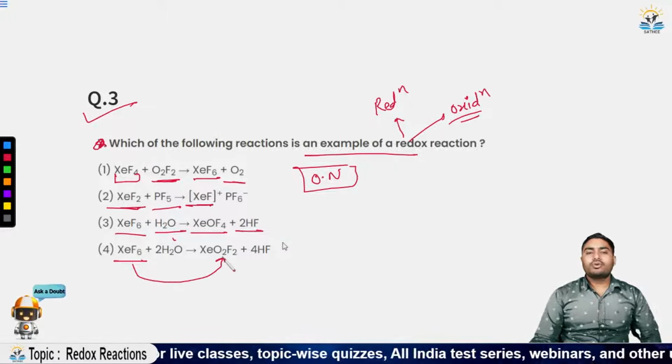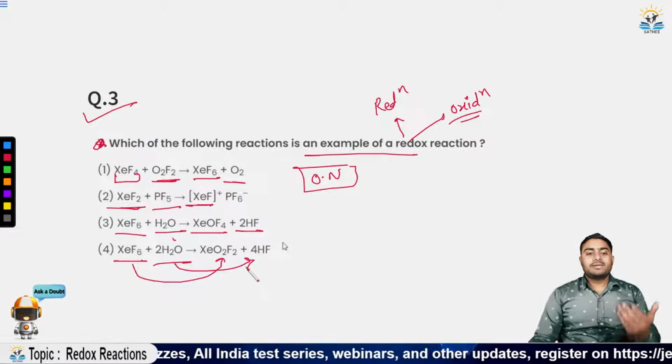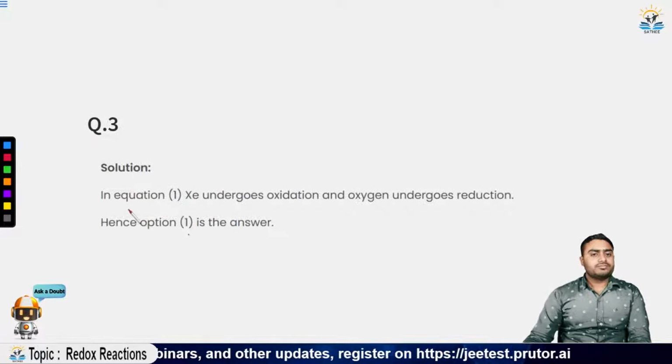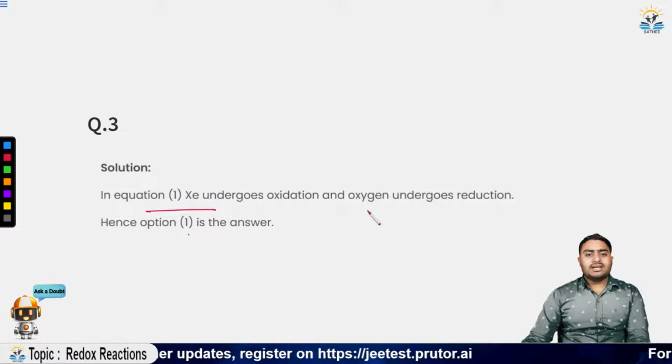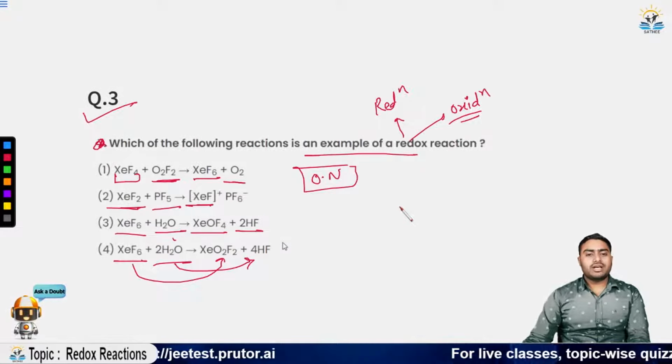XeF6 to XeOF2, removal of more electronegative element. H2O2 to HF, that means addition of more electronegative elements. Okay, so you can see here in equation 1, Xe undergoes oxidation and oxygen undergoes reduction. Because we have to check redox reaction.